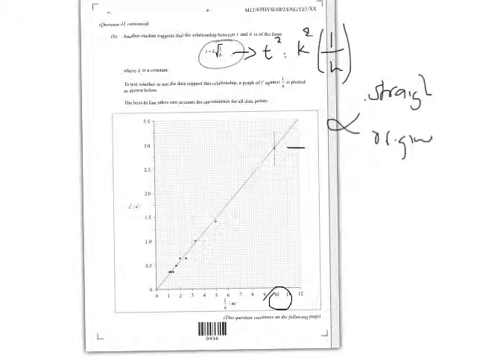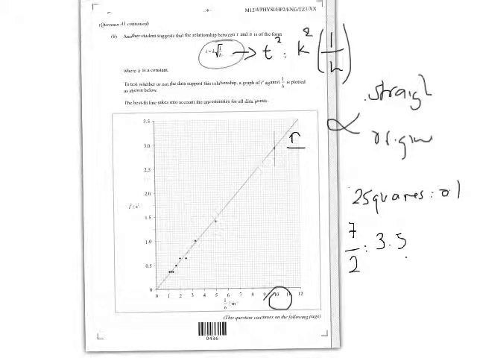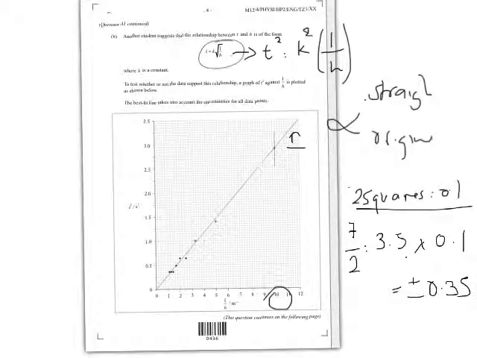So the first thing to do is to see the value of the squares. And what we can see is that 2 squares is equal to 0.1. And if we count the amount, we've got 1, 2, 3, 4, 5, 6, 7. Okay, so 7 squares from there to there. So 7 over 2 equals 3.5, because 2 squares is equal to 0.1. 3.5 times 0.1 gives us plus or minus 0.35. Okay, and that's our uncertainty.